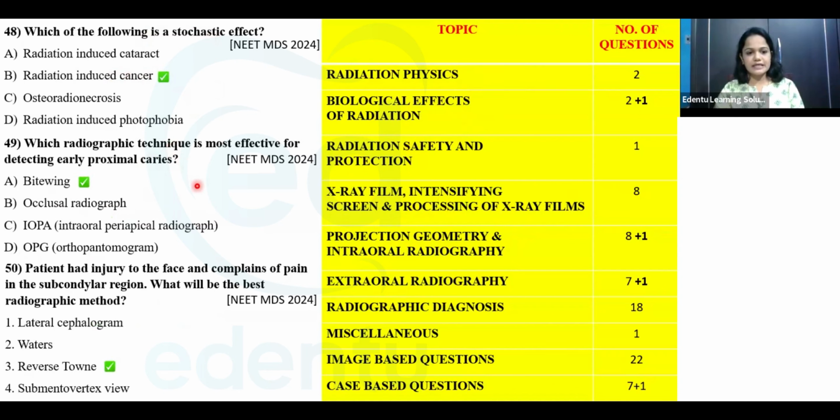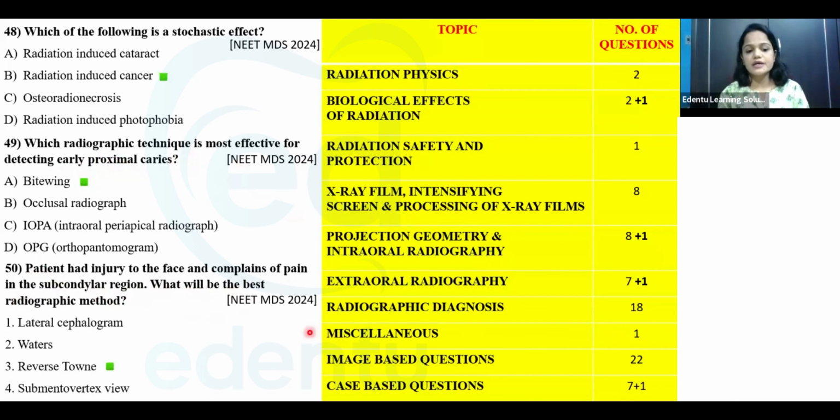And the radiographic technique that is most effective for detecting early proximal caries. These were the questions that were asked in the 2024 exam, last March. So the radiographic technique most effective for detecting proximal caries is included under the intraoral radiography. And one clinical based question is also there. A patient had injury to the face and complains of pain in the subcondylar region. What will be the best radiographic method?